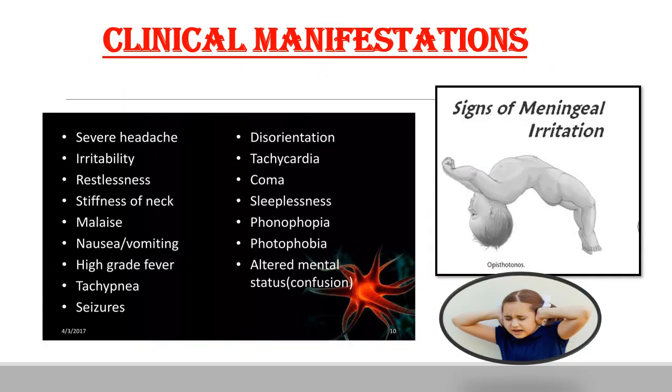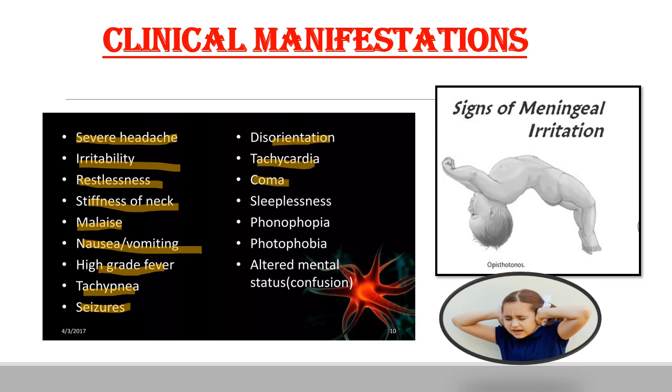Next we can see other clinical manifestations. What are the clinical manifestations? First one, severe headache. It is important. Then irritability, restlessness, stiffness of neck, malaise, nausea and vomiting, high-grade fever, tachypnea, seizures, disorientation, tachycardia, coma. Coma occurs in complicated cases.